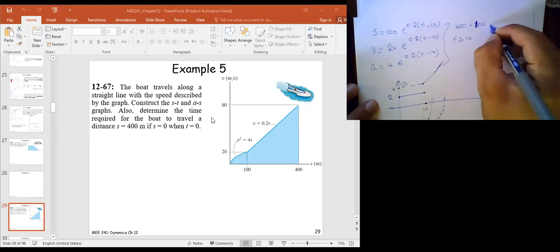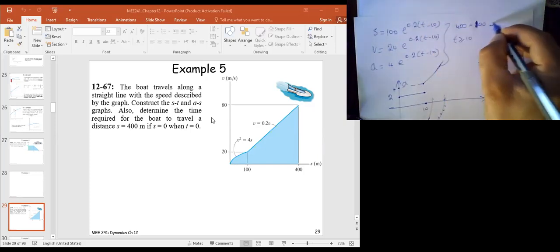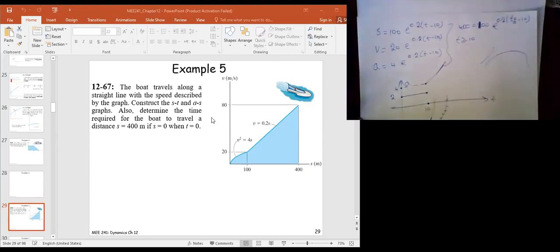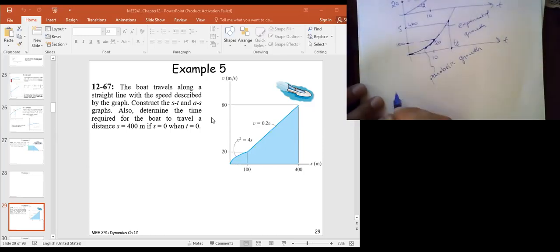Before we did the exponential, we had S over 100 equal. Well, we need to get the time though, so it's going to be e to the 0.2 times TF minus 10. Do you guys agree? Let me rewrite that for you. It will be 400 is equal to 100 e to the 0.2 times the final time, which I'm trying to solve for, minus 10.